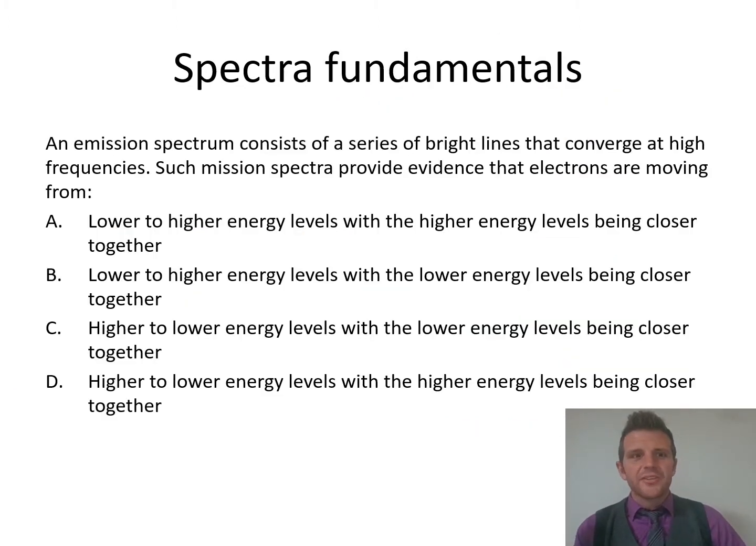Spectra fundamentals. An emission spectra consists of a series of bright lines that converge at high frequencies. Such emission spectra provide evidence that electrons are moving from, and then a long list of answer choices.